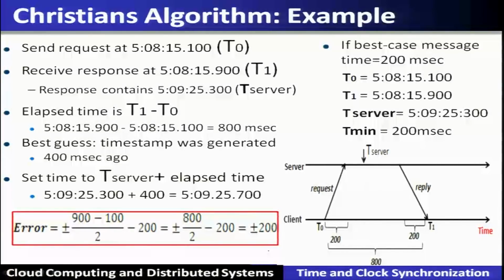Let us understand through another example. Here the client will send the request at T0, which is 58, and it will receive the response at 58:15:900.